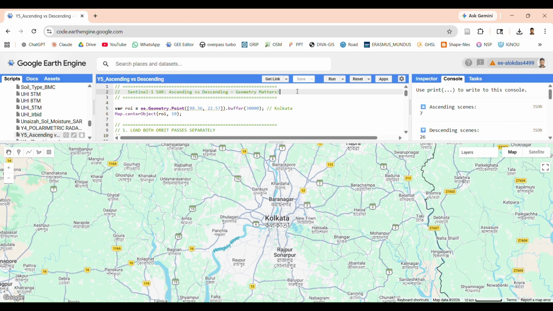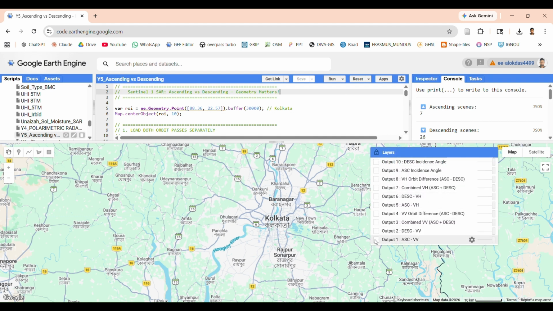Next, we calculate the incidence angle for both ascending and descending passes. And this is actually the core reason behind all the differences we observe, because SAR backscatter is highly dependent on the angle at which the signal hits the surface. Now let's understand the outputs one by one.